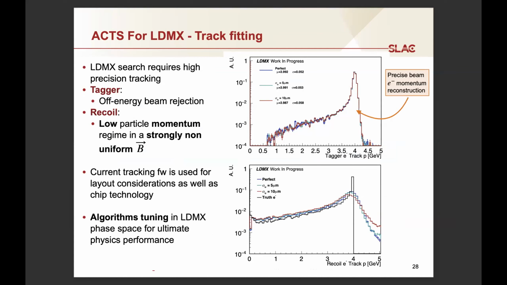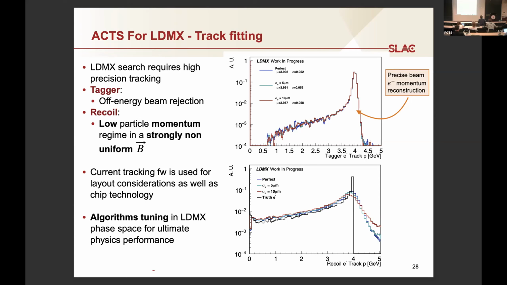This plot shows the momentum reconstruction in the Tagger and the recoil. On the top part, you can see the momentum reconstruction for the Tagger electrons. You can notice that I've used different smearings, from perfect to 10 micron, in order to study this, because what type of chip we're going to use to read out the silicon depends on it. You can see that for the Tagger, we're going to have about 50 MeV of resolution over 4 GeV, which is a little bit more than 1%.